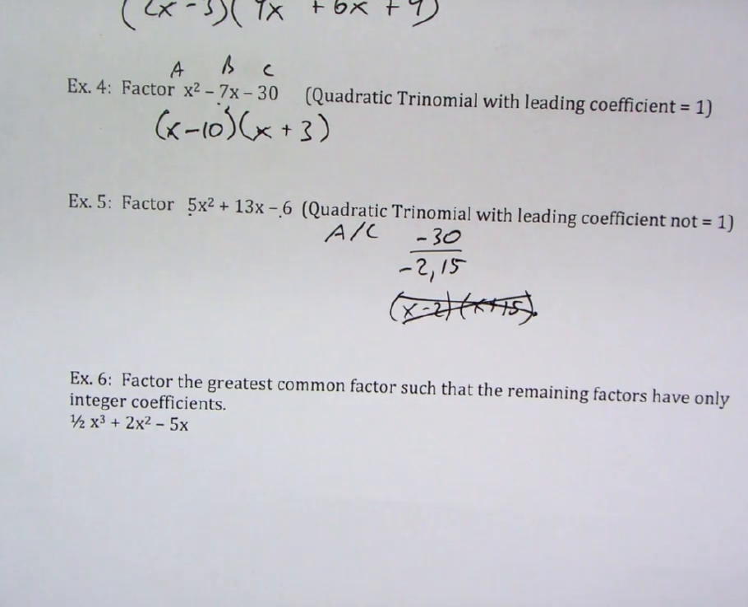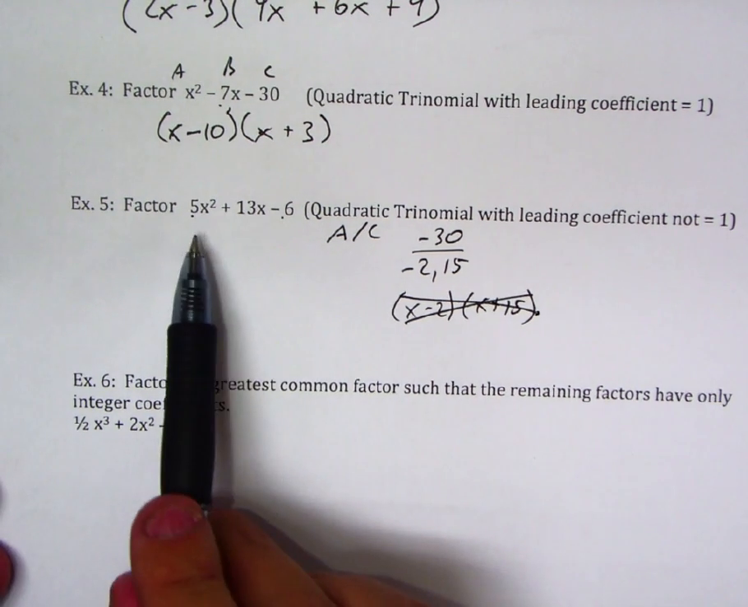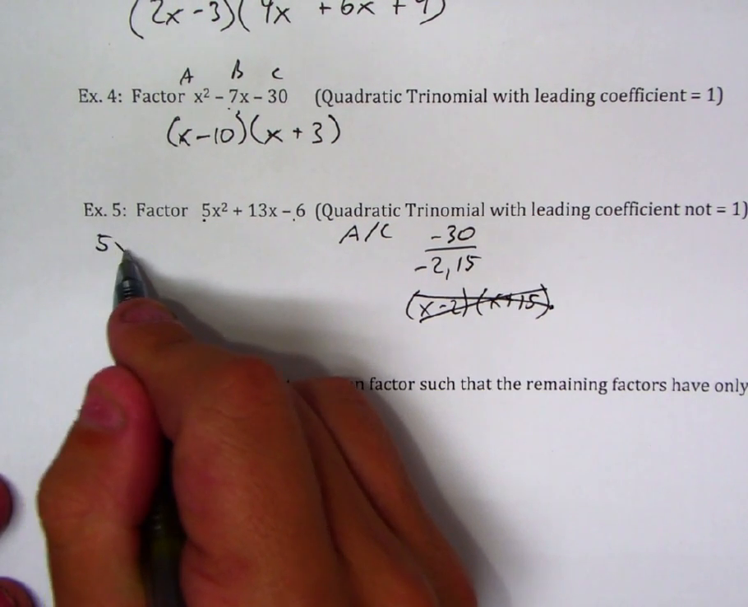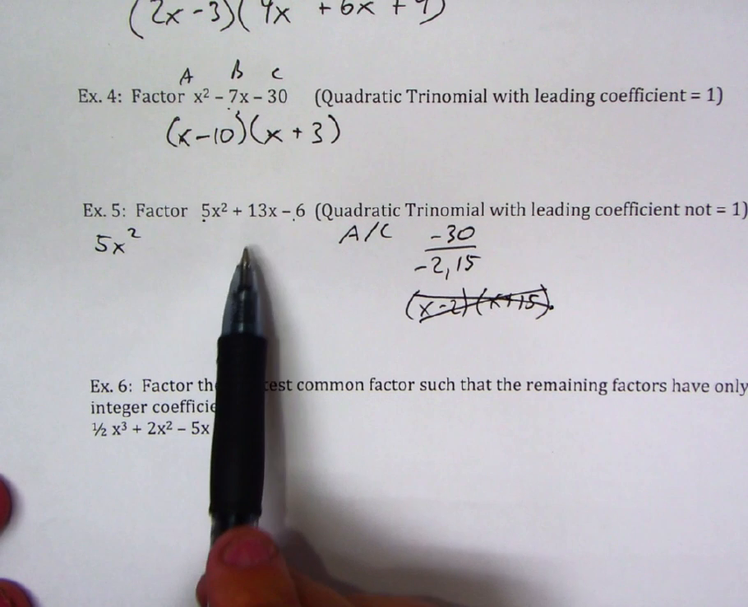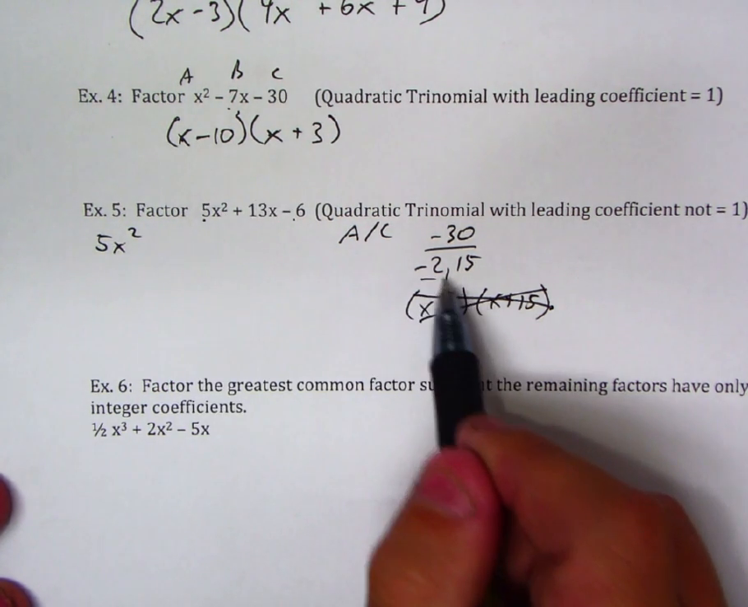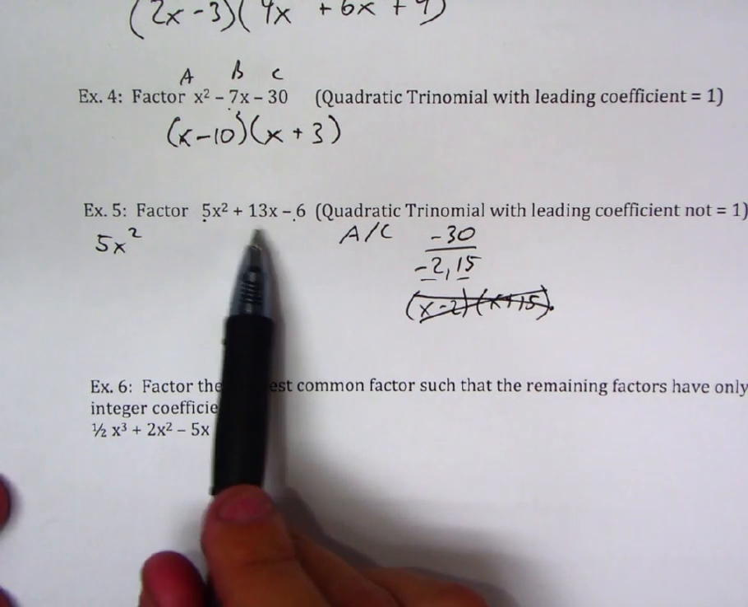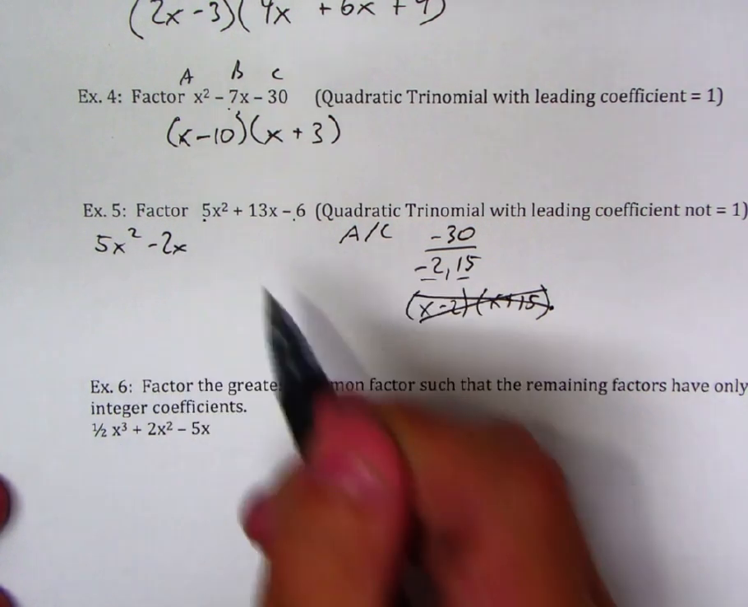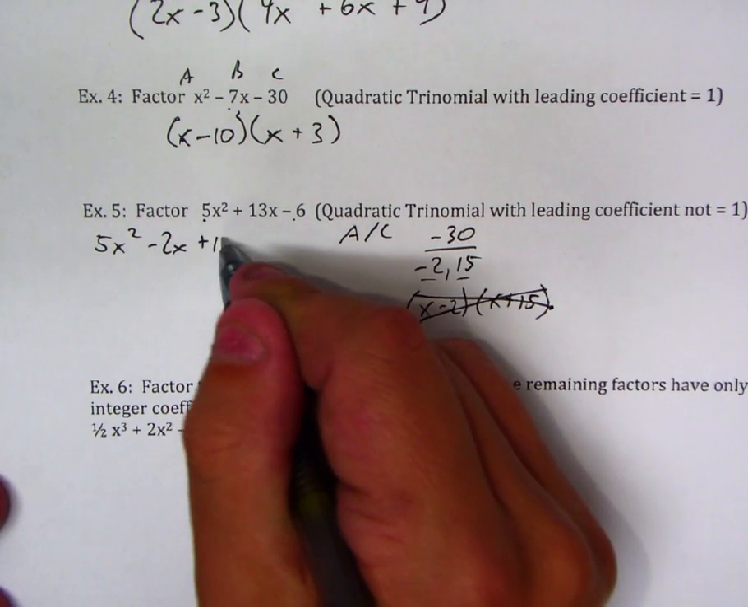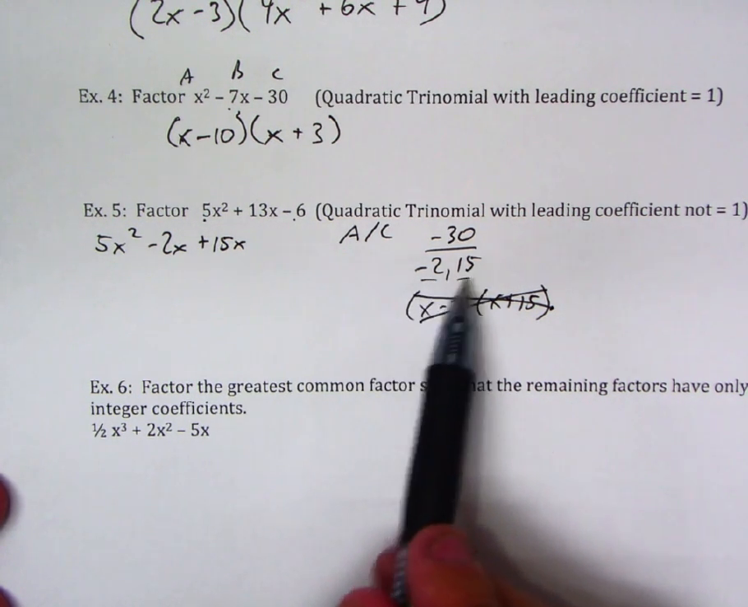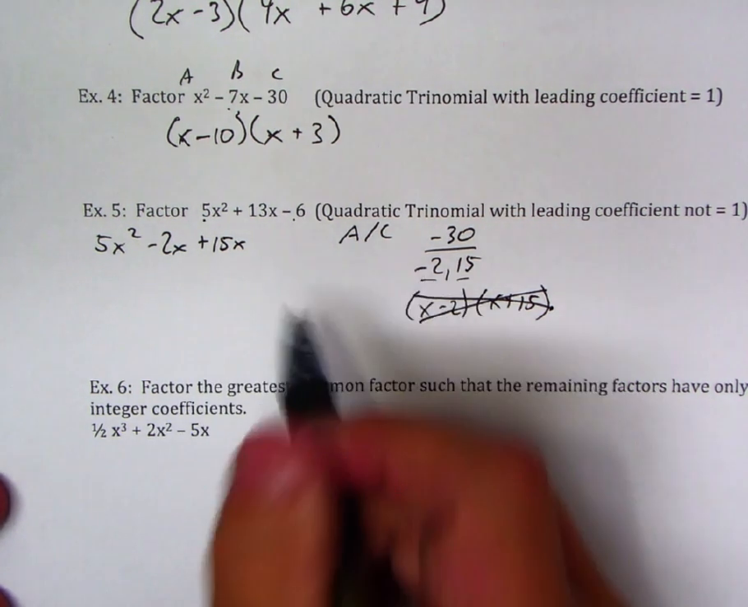Here's the step that you need to remember. I'm going to rewrite this problem. My first term stays the same, but I'm going to split up the middle term into these 2 numbers that I just found. Instead of writing plus 13x, I'm going to write minus 2x plus 15x. So I'm taking 13x and splitting it up into these 2 numbers I found over here. And then minus 6.